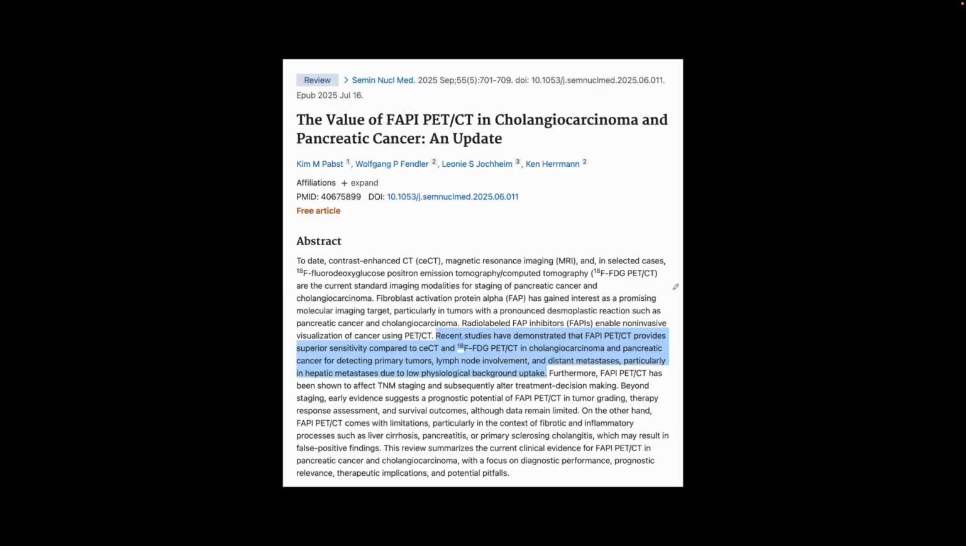This is a good review article published in Seminars in Nuclear Medicine, and although not on FDG PET, they are talking about FAPI PET, our new agent, and they say recent studies have demonstrated that FAPI PET CT provides superior sensitivity compared to contrast enhanced CT and FDG PET CT in cholangiocarcinoma and pancreatic cancer for detecting primary tumors, lymph node involvement, and distant metastases, particularly in hepatic metastases due to low physiological background uptake.